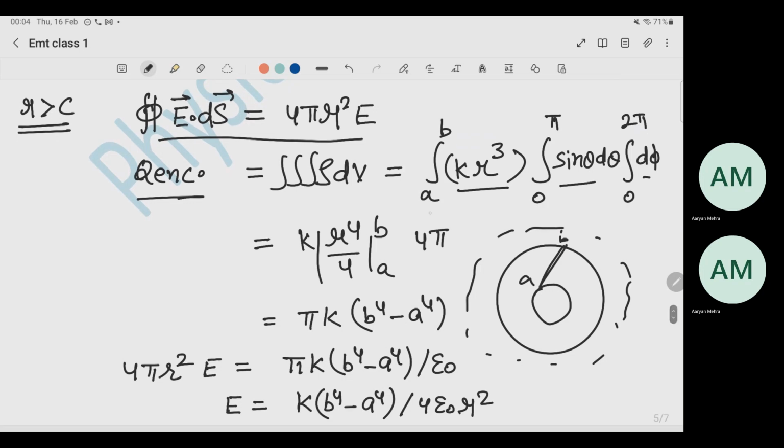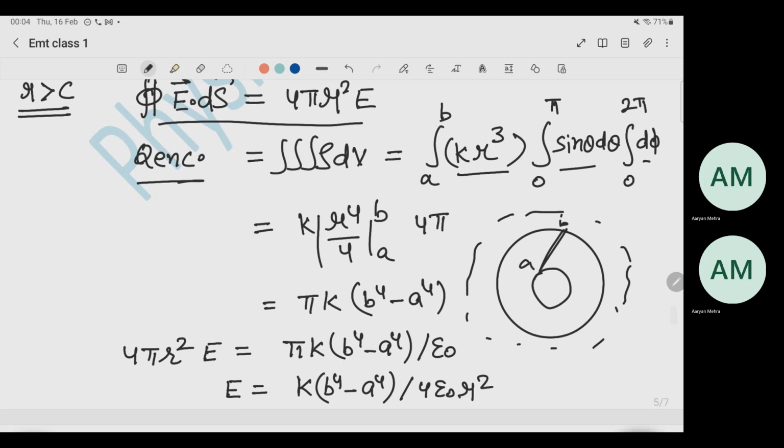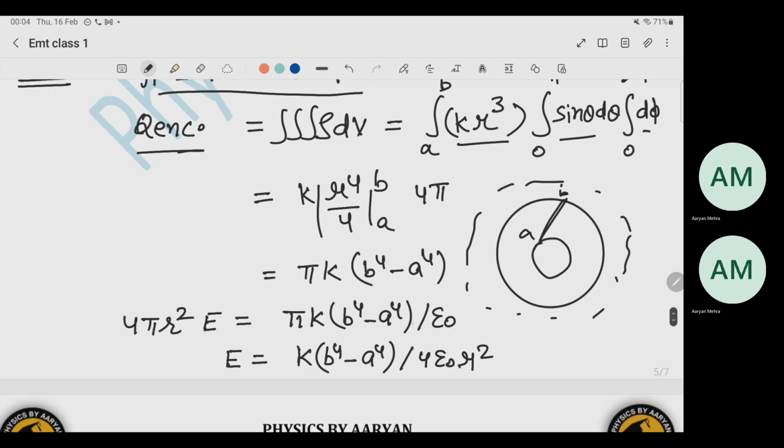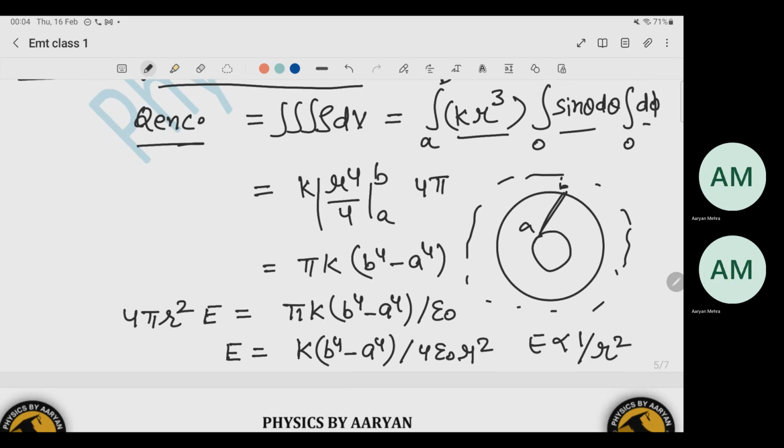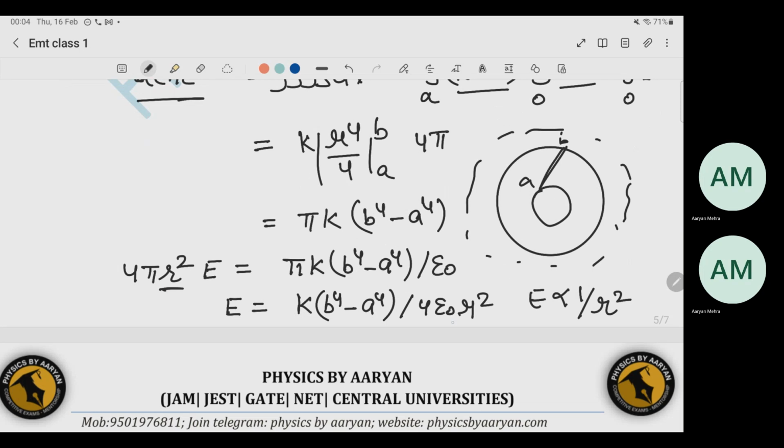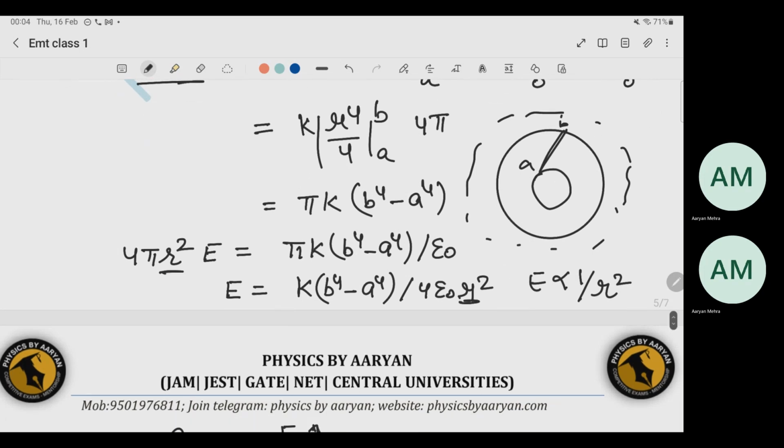Okay, so you put the values from A to B, then again solve, and this time you find that your electric field is reducing by r². Because this r² will go and become the denominator there, and the numerator does not have r, it is constant because the limit only goes from A to B. So your electric field is reducing by r².